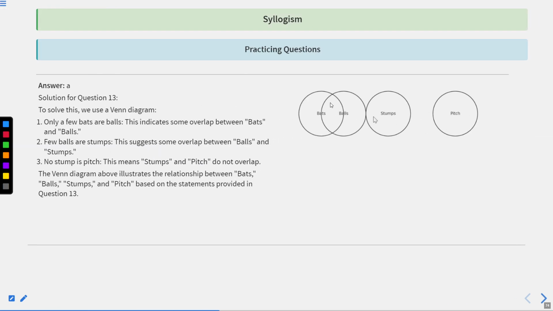See, ball, stumps, bats and pitch. This is the representation. This suggests that some overlap between balls and stumps. There will be some overlap between balls and stumps, and then obviously the bats and balls are obviously overlapping. No stump is pitch. There is no relation between stump and pitch.